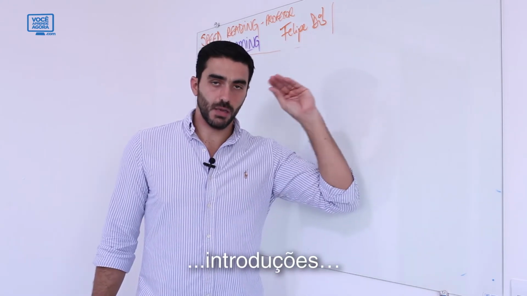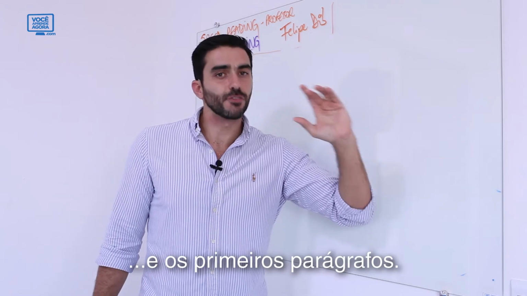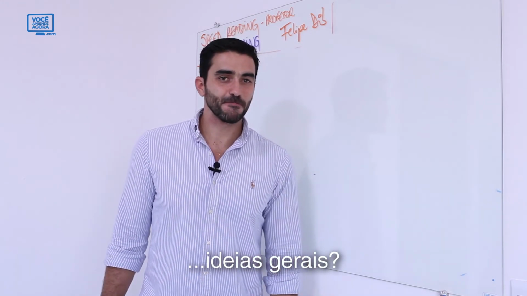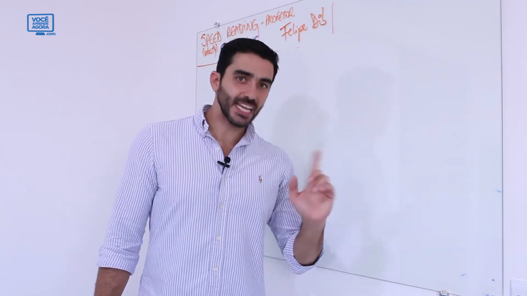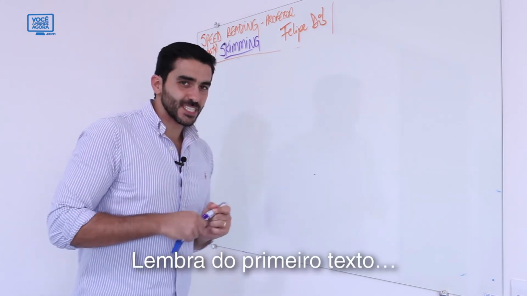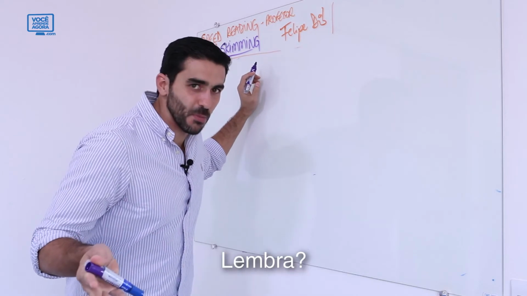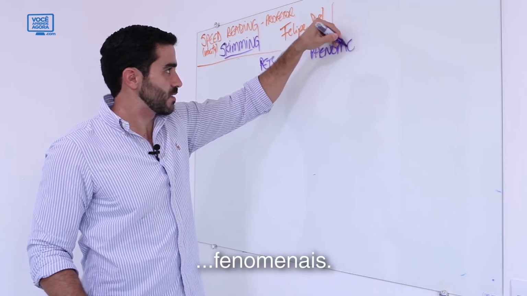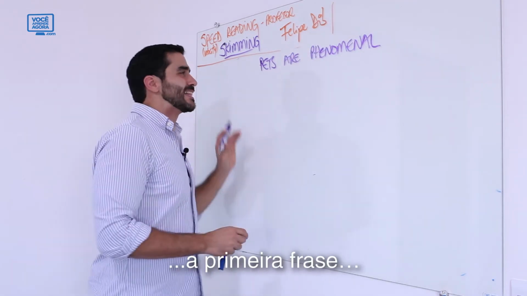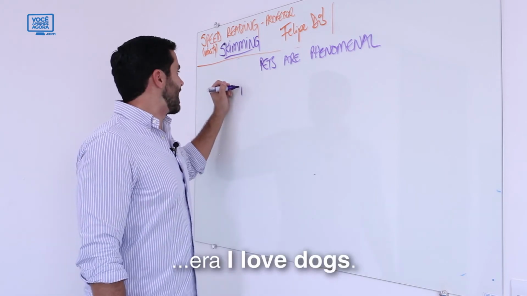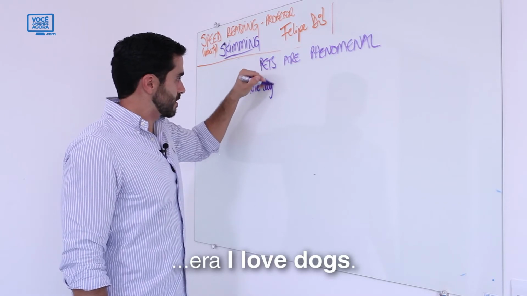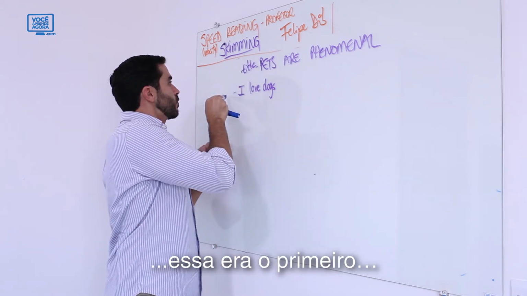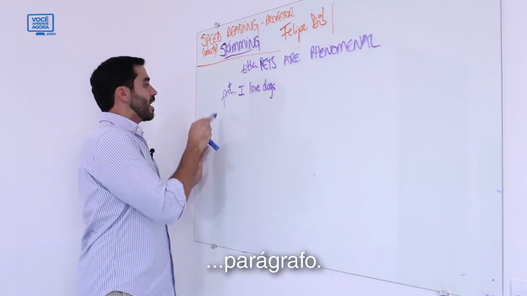We've talked about introductions, titles, and the first paragraphs. Where else can you find general ideas? In the conclusions, my friend. Let's see one example here. Remember the first text I was presenting you? Pets are phenomenal. Remember? And if I'm not wrong, the first sentence of this text was, I love dogs. From what I remember, this was the title. This was the first paragraph.